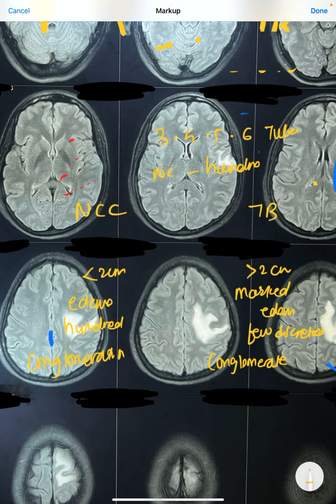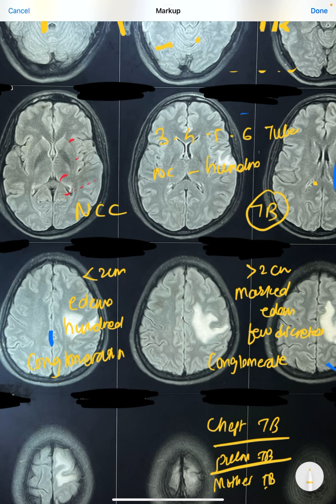And usually patients with tuberculoma almost always have chest TB. Just like our patient, she had pulmonary tuberculosis, and her mother had TB, which was treated and cured after taking treatment for 6 months. So, family history or close contact history of TB is extremely common in patients with tuberculoma, whereas in NCC, it is not the case. Marked edema is not a feature of NCC, whereas there is marked edema in the presence of TB.